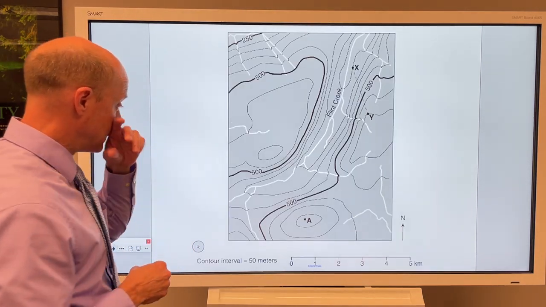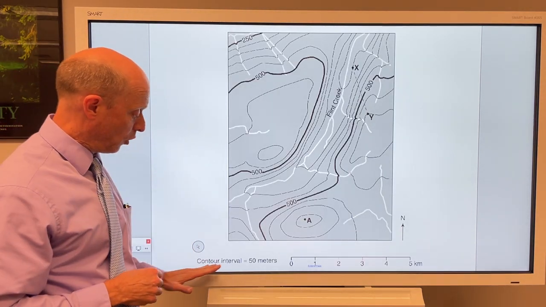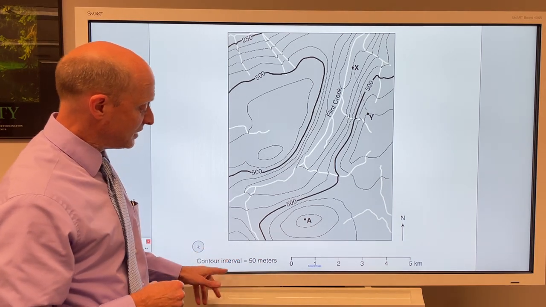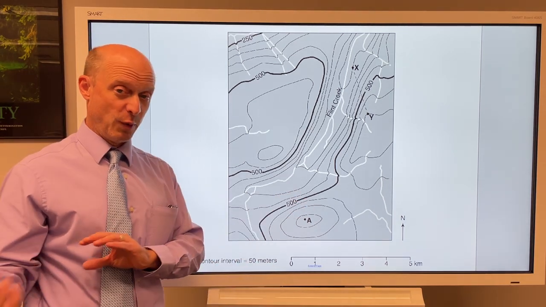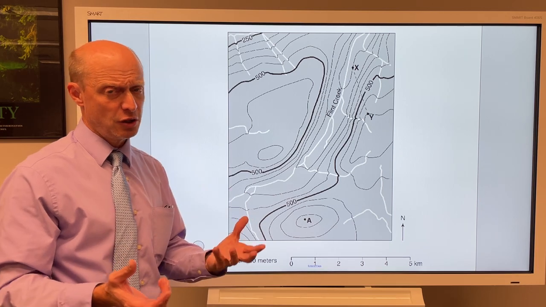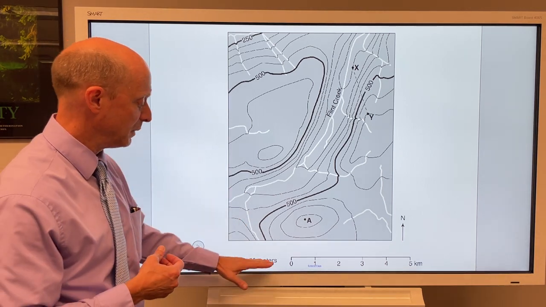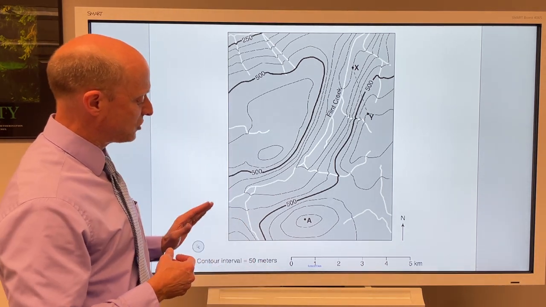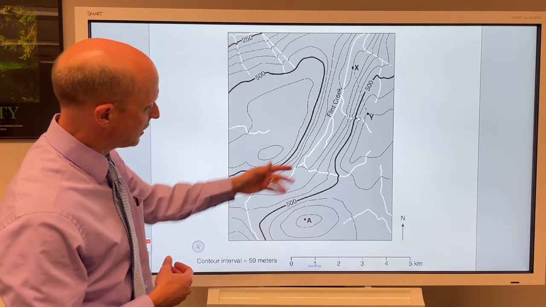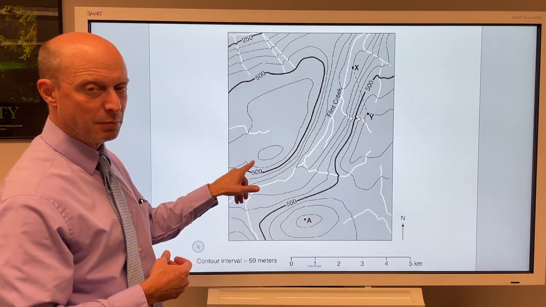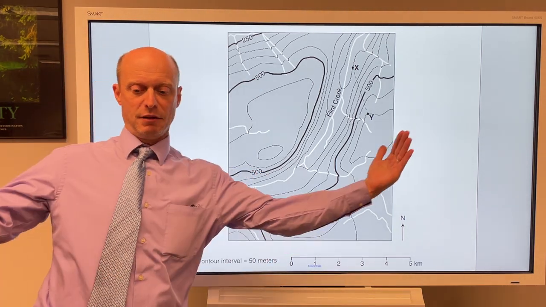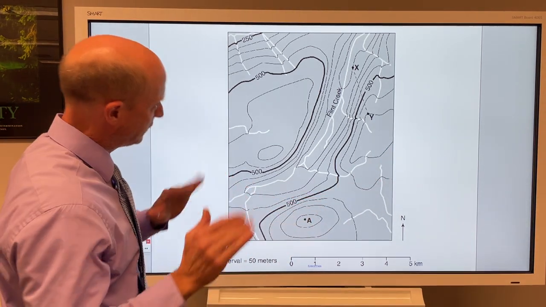So for instance, this map here, I hope you can see this down here, is actually in meters. So whether it's in feet or meters matters. Mostly in the US we're going to see it in feet, but sometimes they give you meters. It says 50 meters. So each line counts by 50 meters. So that's 500 meters above sea level. A meter is about 3 feet, but that doesn't matter so much for this.